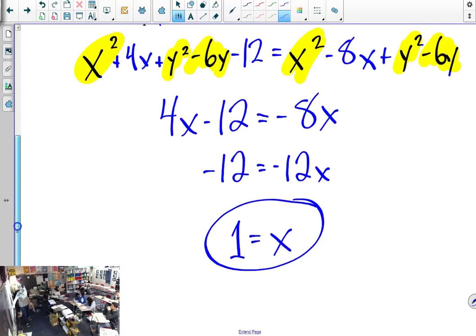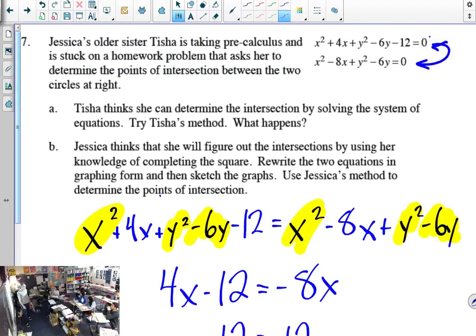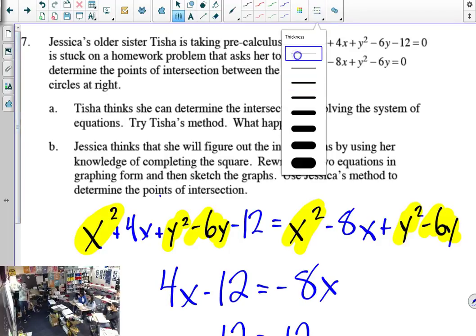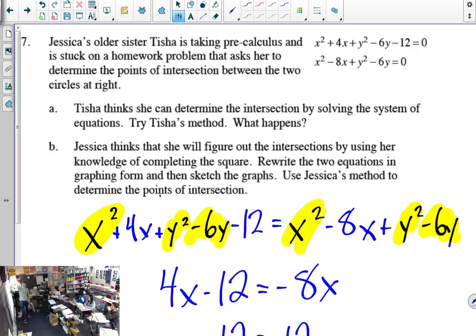What do I do with my x equals 1? You substitute it into one of the equations. You can sub in both, or if one gives you two different solutions, that would be cool. So I have x equals 1. Then we sub in to find our y. So 1 squared is 1. 4 times 1 is 4. We still have y squared. Still have 6y.